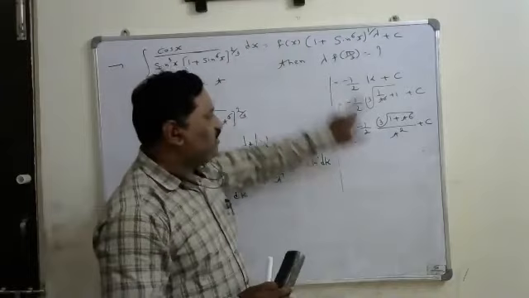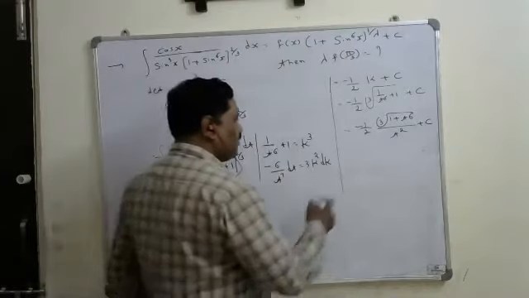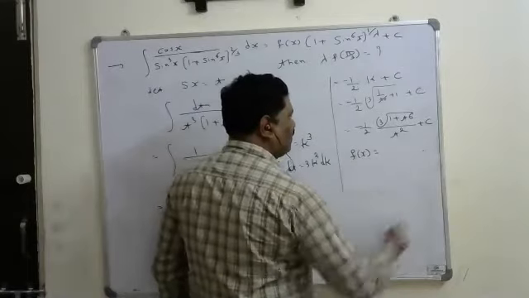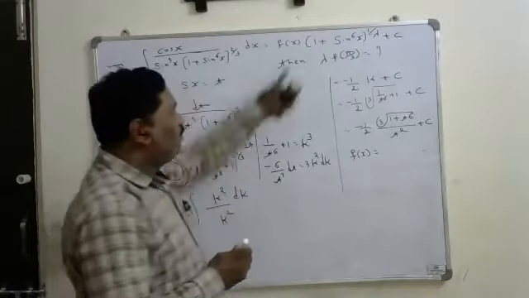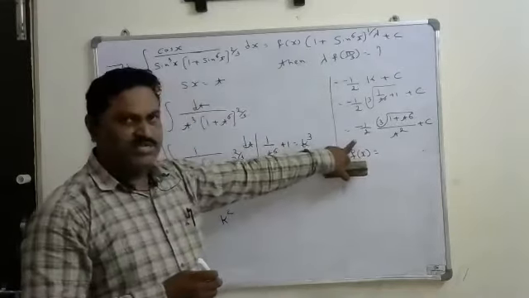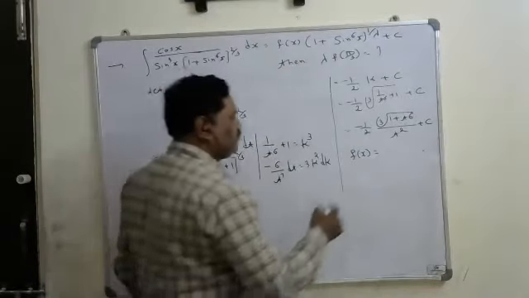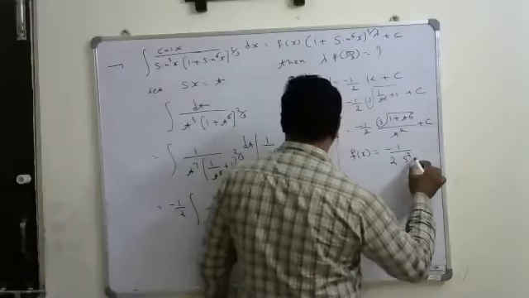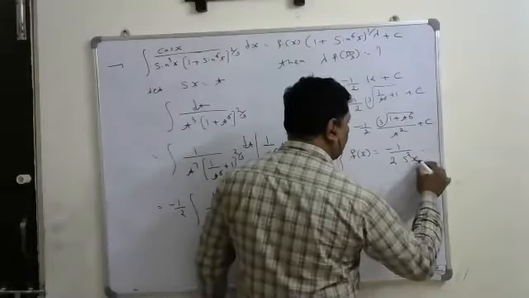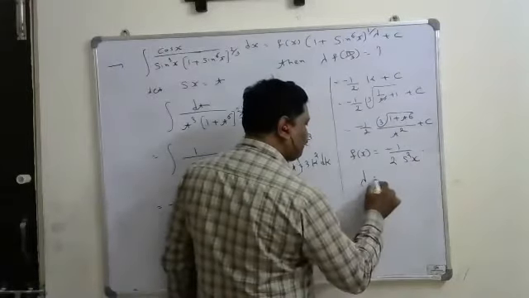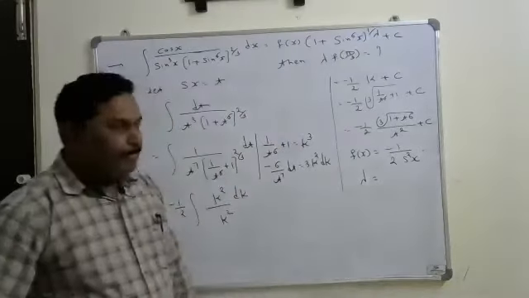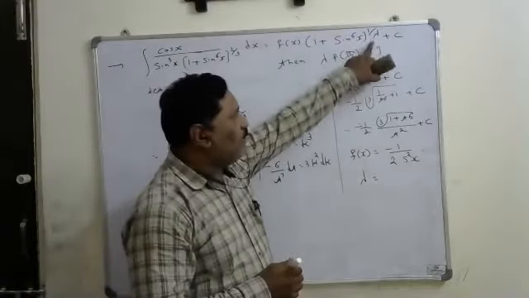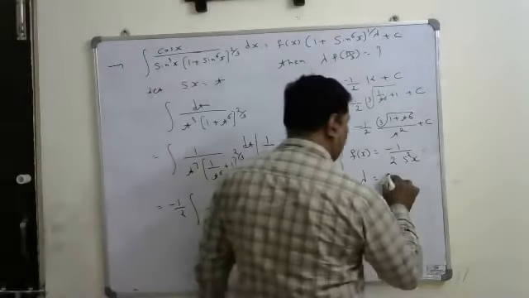So if you compare this with this, tell me what is f of x? Compare this with this. What is f of x? Minus 1 by 2 sin cube x. Minus 1 by 2 sin square x. And what is the value of lambda? Lambda is the whole power 1 by 3. Lambda is equal to 3.